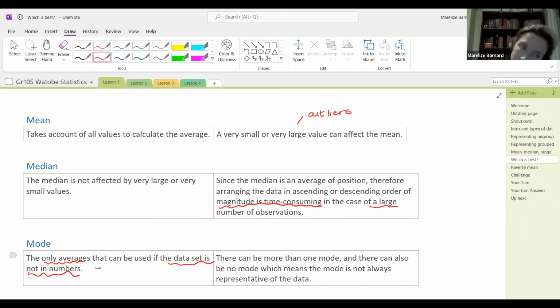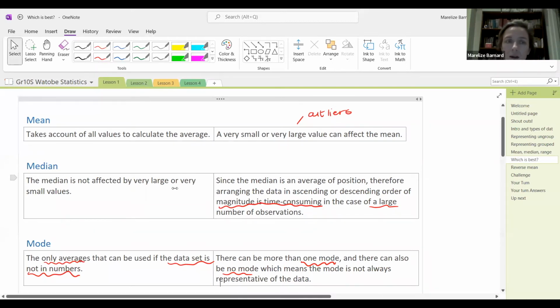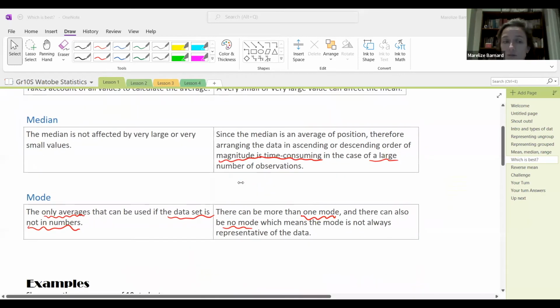But with height, we can do the mean and the median because it is a numbers-based data value. There can be more than one mode, which is a bit of a drawback sometimes. And there can also be no mode, and then you can't really tell much from the data. All right. So in grade 10, you need to know these things about the mean, the median, and the mode, what they mean, how effective they are, and how to use them.